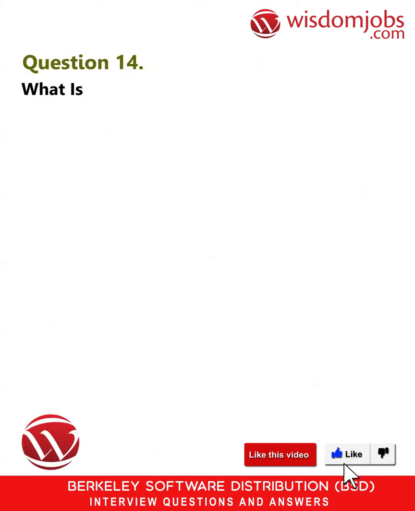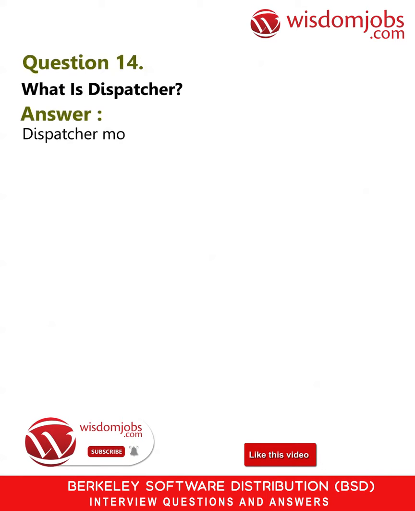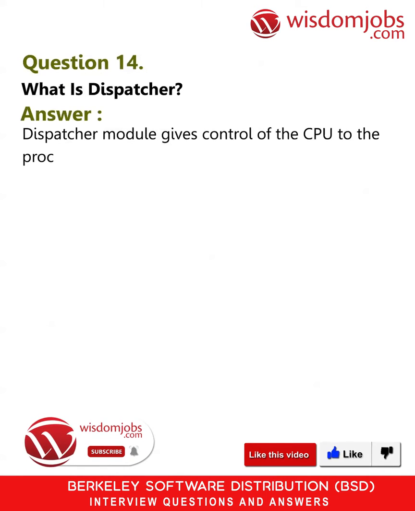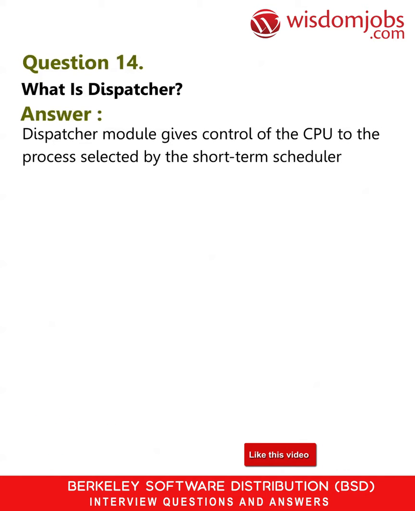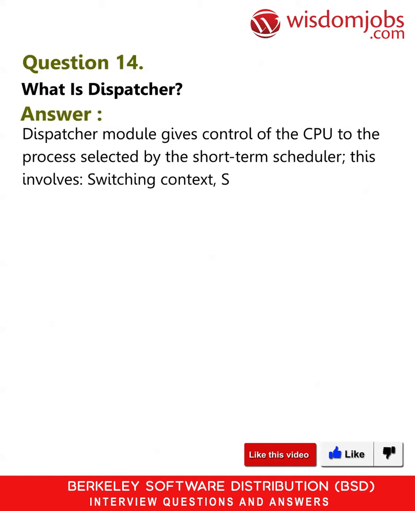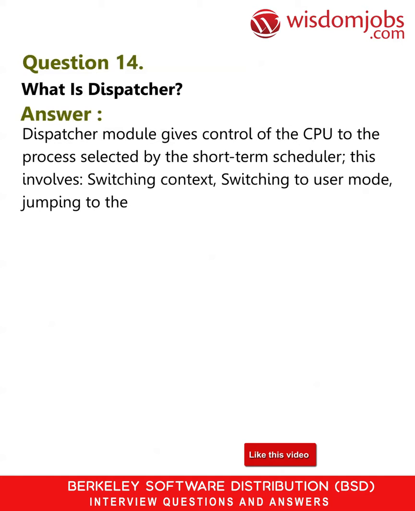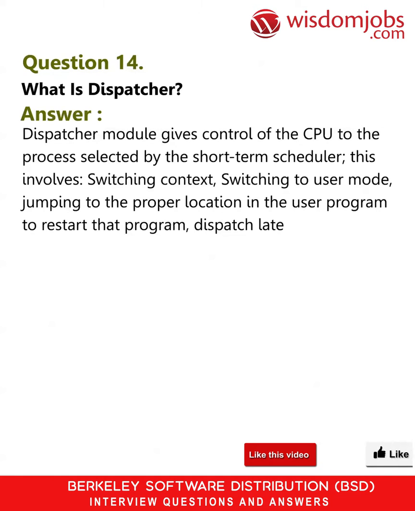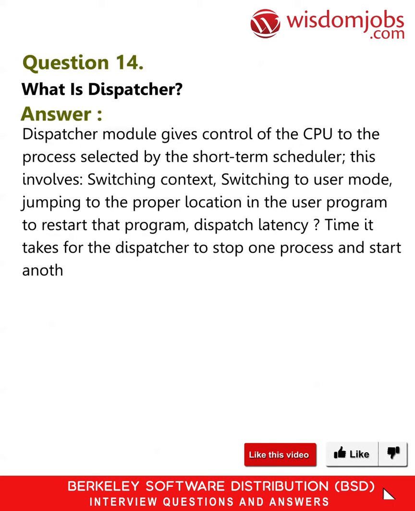Question 14. What is a dispatcher? Answer: the dispatcher module gives control of the CPU to the process selected by the short-term scheduler. This involves switching context, switching to user mode, and jumping to the proper location in the user program to restart that program. Dispatch latency: the time it takes for the dispatcher to stop one process and start another running.